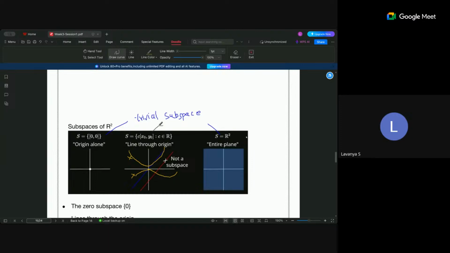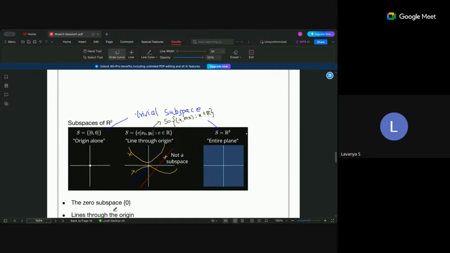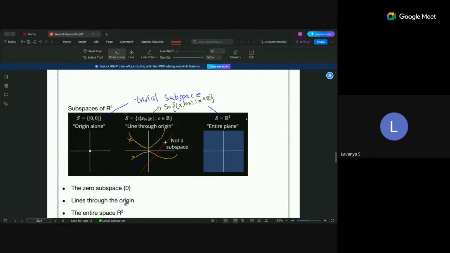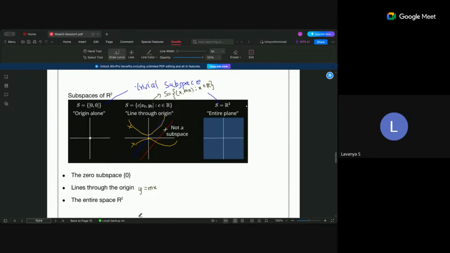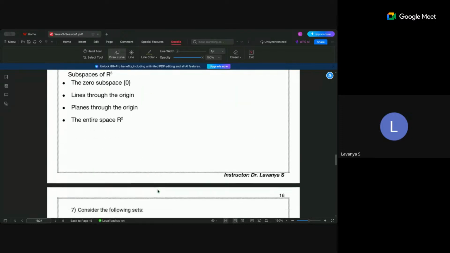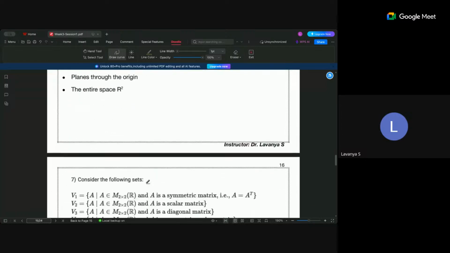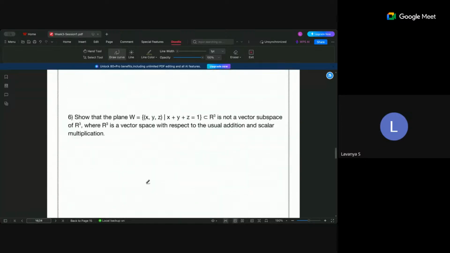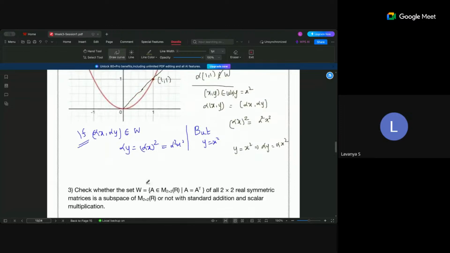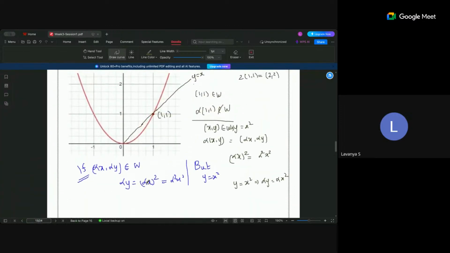The equation you can have in this way as well: x comma mx. Any set in this form is a subspace of R2. So the zero subspace, a line through origin, that is y is equal to mx, and the entire space. These are the subspaces of R2. You have more subspaces, matrices and everything. These are also very important, but in today's class, I guess we should wind up with this.